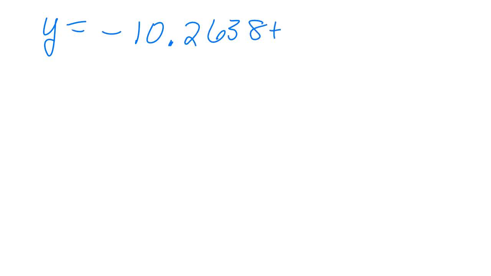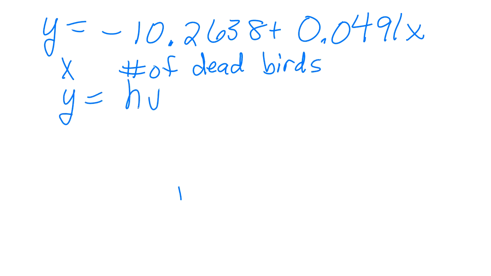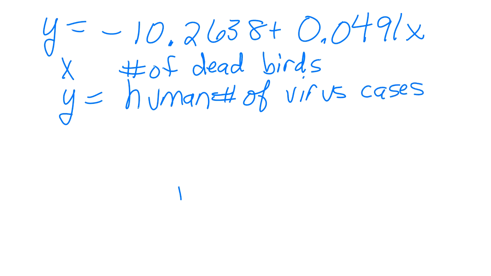Okay, so the equation. I know why you got this wrong, because it's kind of a trick question. So I will explain that. Okay, so there's our line equation. X represents the number of dead birds, and Y is the number of human West Nile virus cases. So if X is 732, they want to know how many human cases can be expected.